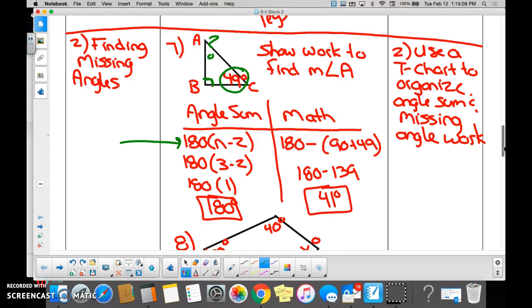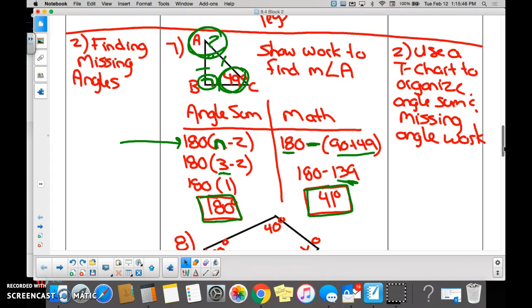180 times n minus 2, where n is the number of sides. How many sides does the triangle have? 3. So I put in 3 for n. What's 3 minus 2? 1. What's 1 times 180? 180. So all of the angles of a triangle equal 180, right? Yes. So I took that 180 and subtracted what I knew: 90 and 49, which give us a total of 139. I subtracted that from 180, and what did I have left over? 41. So the missing angle is 41 degrees, right? Yes.